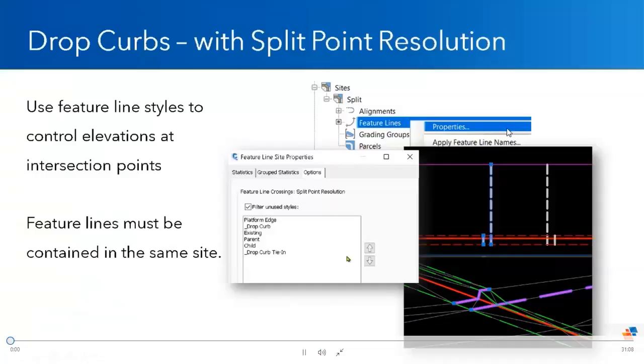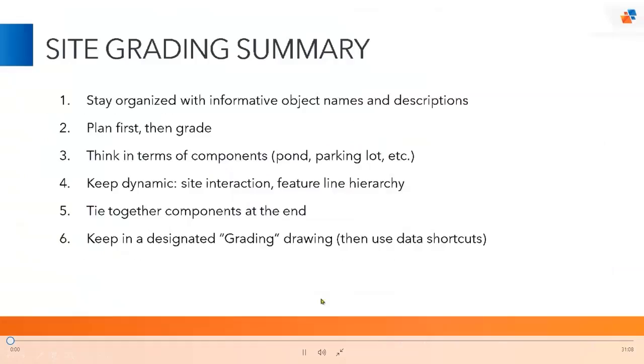So I'll flip back to the PowerPoint and just summarize what we've talked about today. At the very start we talked about how we want to stay organized. We want to put informative object names. We want to put descriptions in there to make sure that anyone could walk into our design and be able to continue it forward. We want to plan first. We want to plan out with a rough grading or with a temporary surface or a setup surface to plan out our grading first as to where you'd like water to flow on your site. Then we'll grade in a little bit more detail.